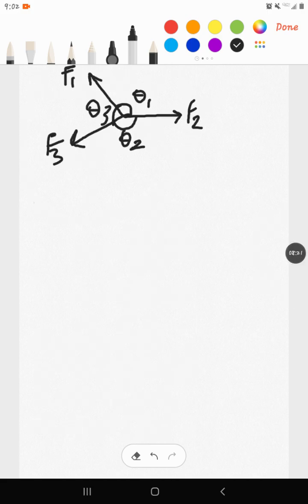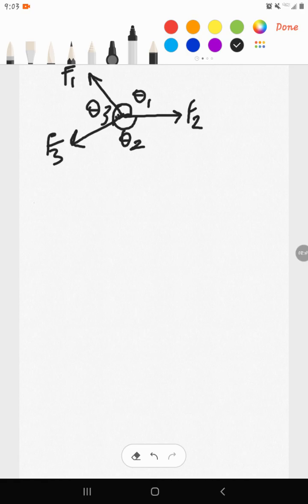Okay, now, if you look at this diagram, you see three forces, F1, F2, and F3, and they are all acting at this center point. When you have a system of forces like this, with three forces acting at a point, we are going to use the triangle of forces. And that triangle of forces is not difficult at all.